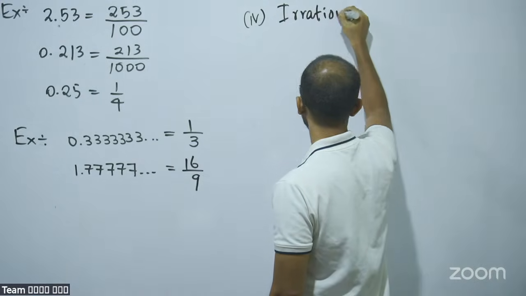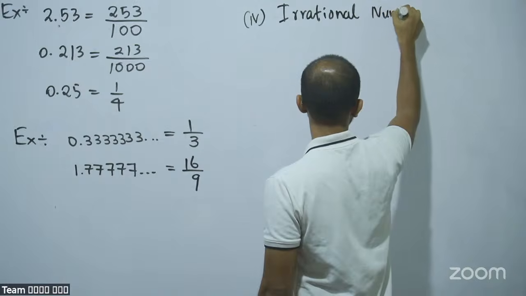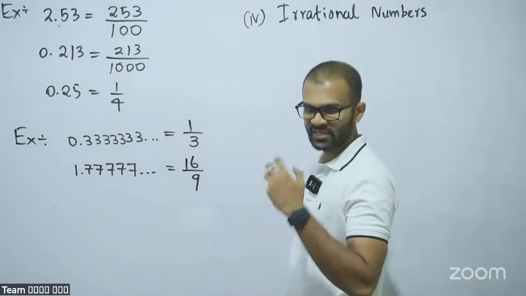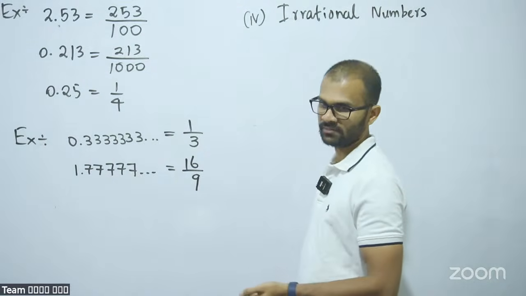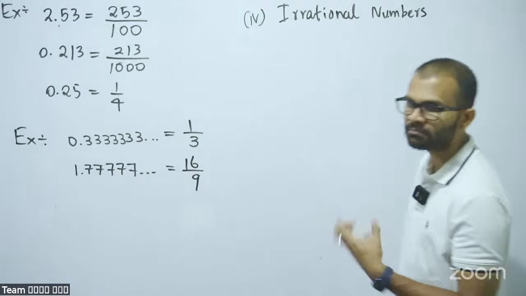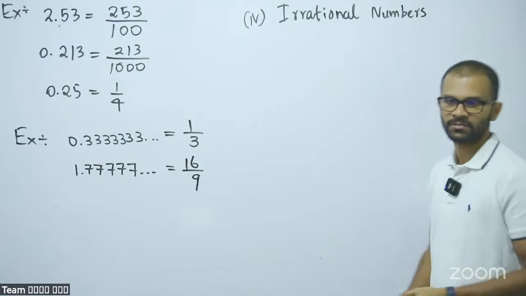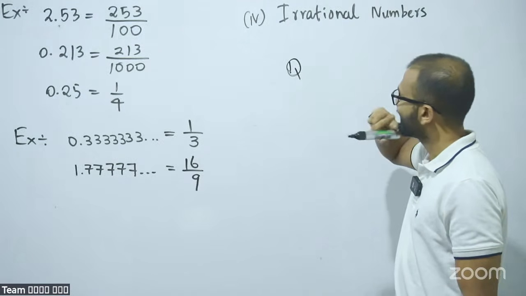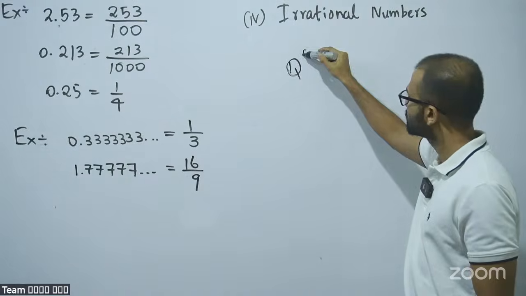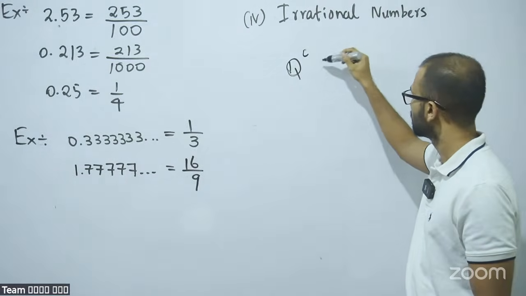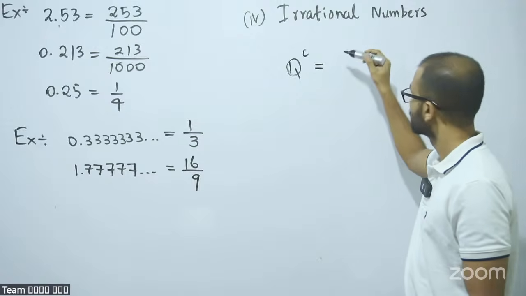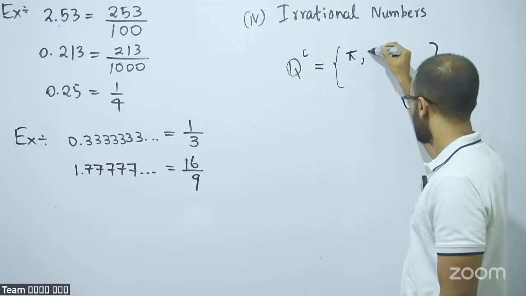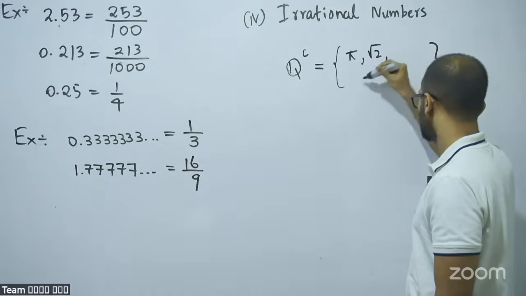Irrational numbers. Actually, this one is the set which contains numbers which are not rational. Right? It's some kind of a complement of the rational numbers. Okay? So we can represent it using Q complement, complement of Q. So it contains pi, root 2, e.